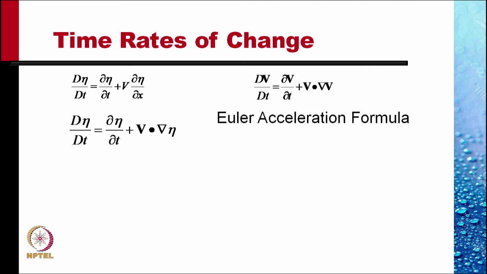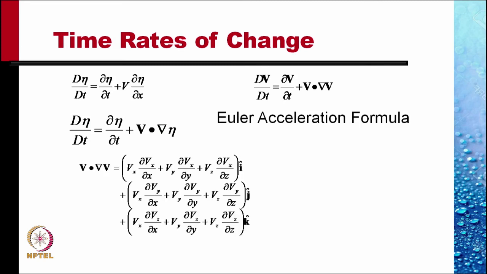Those familiar with simple vector operations would recognize that v dot del v consists of three components, i, j and k in the 3 directions. In the i direction, the component is Vx del Vx by del x, plus Vy del Vx by del y, plus Vz del Vx by del z. Similarly, in the y direction and the z direction.